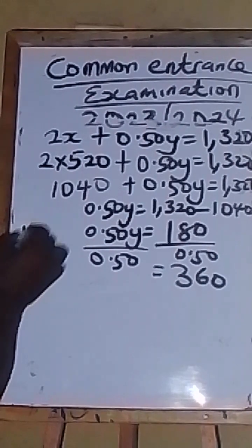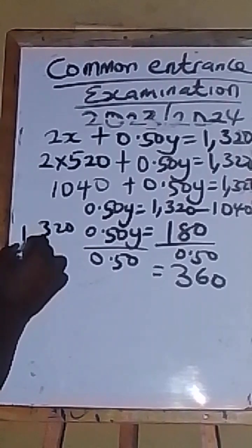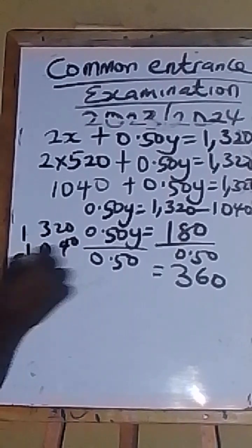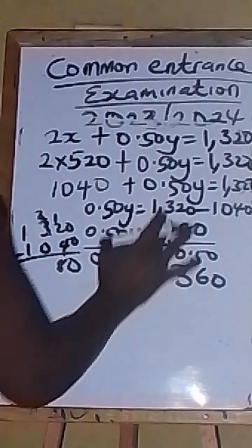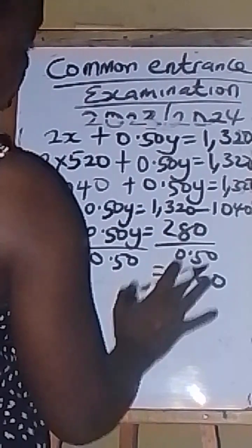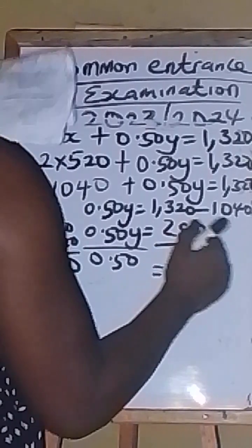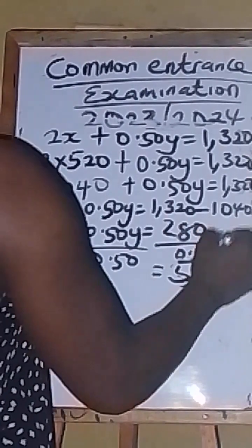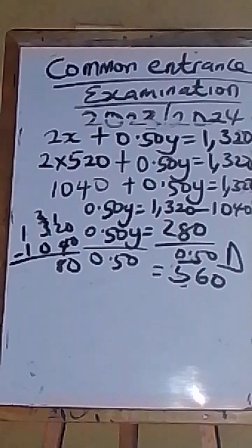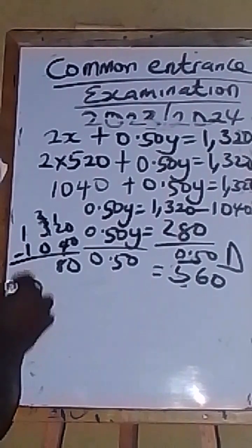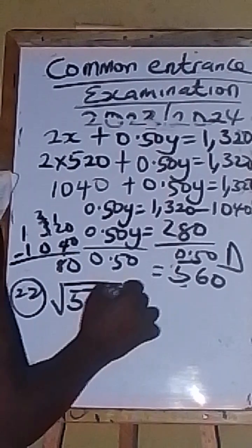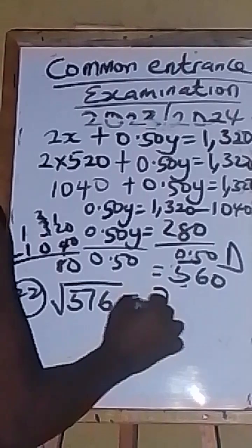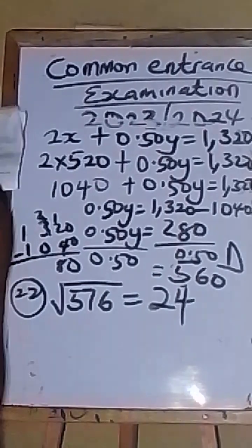1320 minus 1040, let me calculate it here, sorry, 280. So it's going to give us 560. So we end up having G. That's G. Question 22. Find the square root of 576. The square root of 576 is 24.